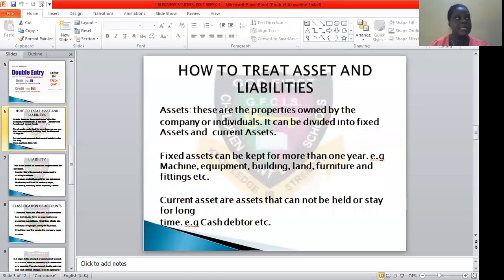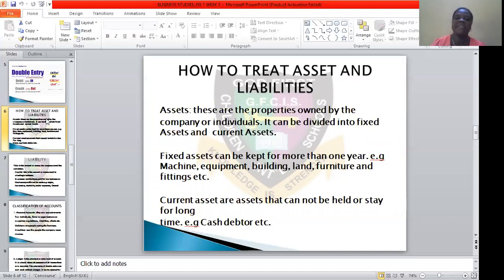The next one that we're going to look at is how to treat assets and liabilities. In business studies, there is what is called assets. Assets are the property that the company owns, the property that belongs to the company. The owner can be the company or an individual. These assets can be divided into fixed assets and current assets. Examples of assets include building, motor vehicle, motor van, houses, and so on and so forth.